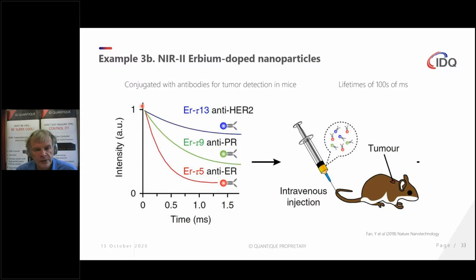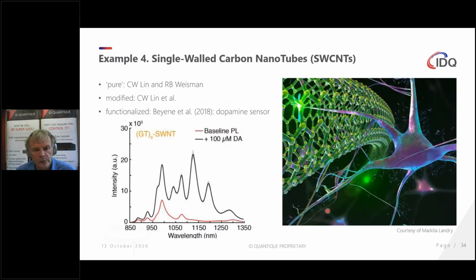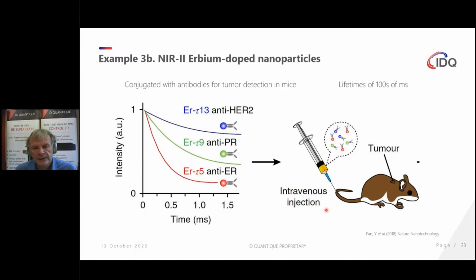You can also conjugate these quantum dots, erbium doped quantum dots, to other antibodies injected in the tail of a mouse or another animal you use. And you can actually detect the tumor. You can just illuminate the whole mouse with infrared light and detect the tumor.